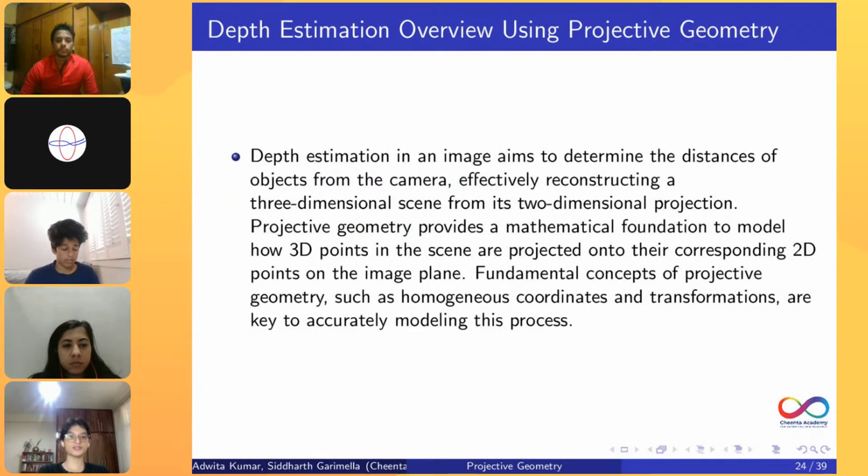Okay, so, depth estimation overview using projective geometry. Depth estimation in an image aims to determine the distances of objects from the camera, effectively reconstructing a 3-dimensional scene from its 2-dimensional projection. Projective geometry provides a mathematical foundation to model how 3D points in the scene are projected onto their corresponding 2D points on the image plane. Fundamental concepts of projective geometry, such as homogeneous coordinates and transformations, are key to accurately modeling this process.